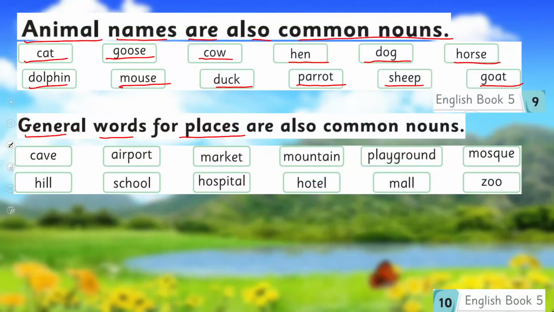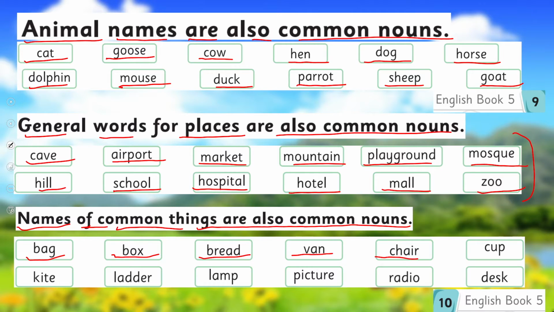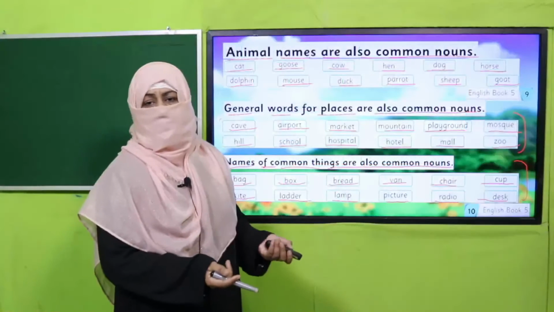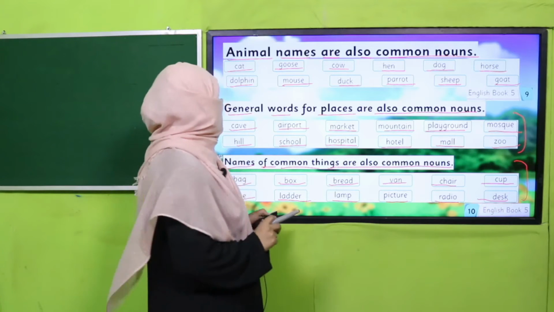General words for places are common nouns: cave, airport, market, mountain, playground, mosque, hill, school, hospital, hotel, mall, zoo. All are common names. Names of common things are also common nouns: bag, box, bread, van, chair, cup, kite, ladder, lamp, picture, radio, desk. All this stuff which is around you has a name, and that is a common name. Okay, like general things around you have the common names.